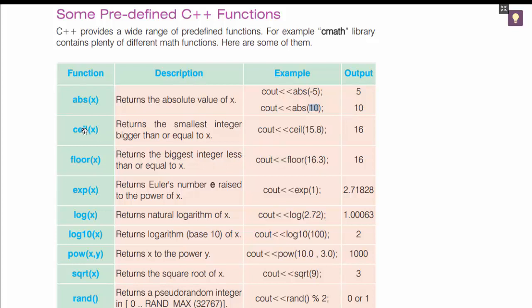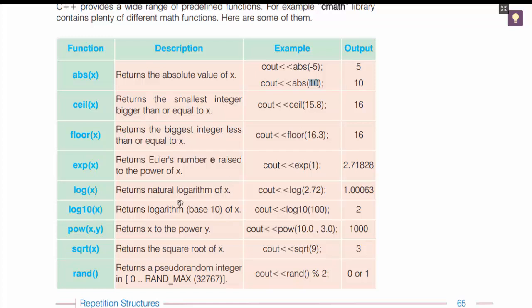When we look at the ceiling function, the ceiling returns the smallest integer bigger than x. Let's say if it's 15.8, it's going to return you 16. When you ask the same thing for the floor, and it's 16.3, it's going to return you 16. So it returns the biggest integer less than x.